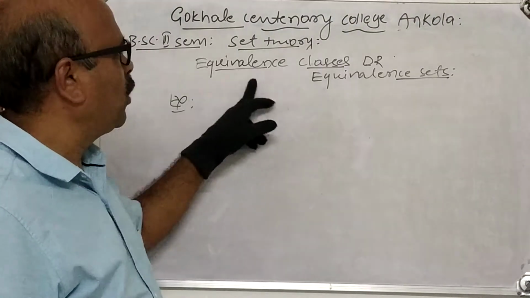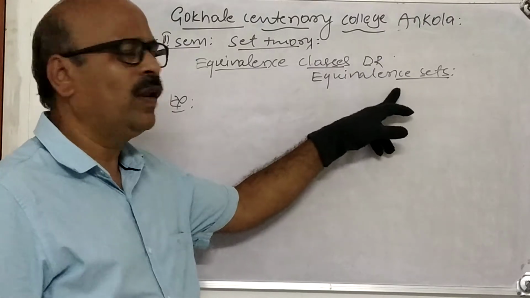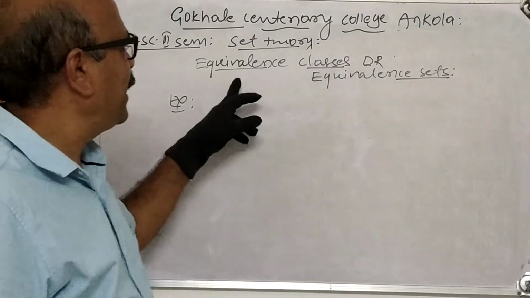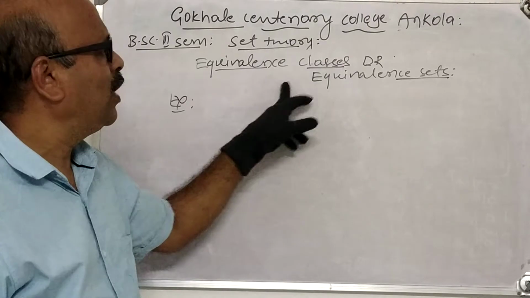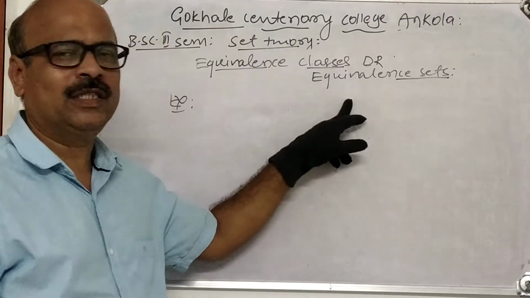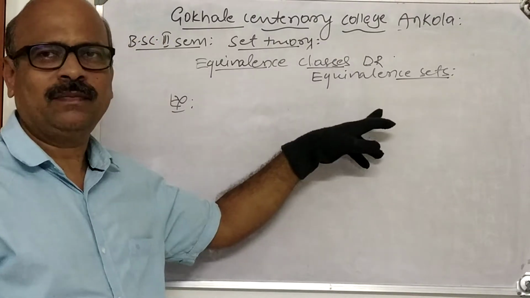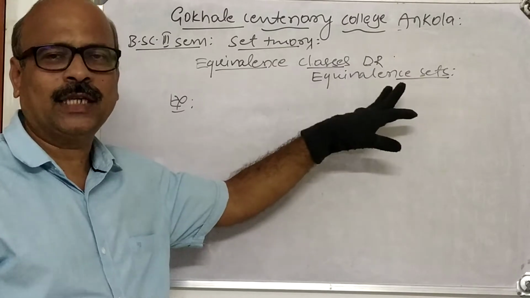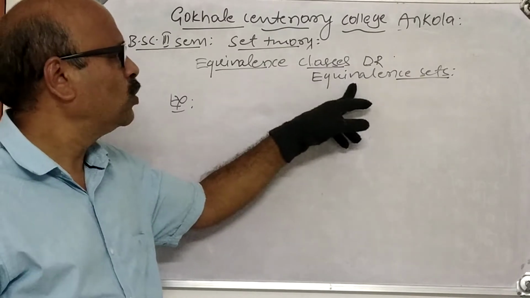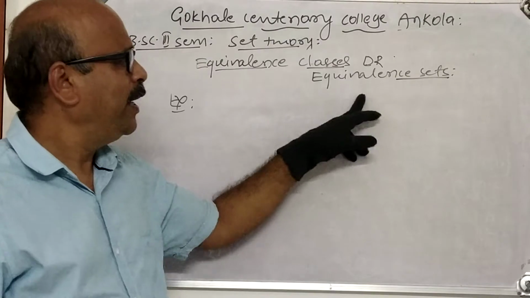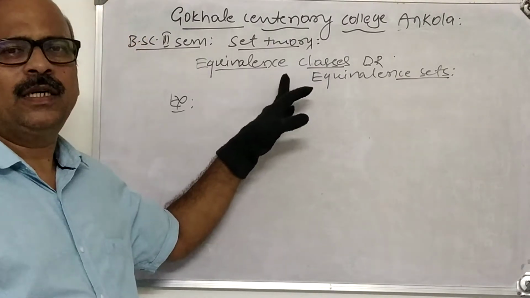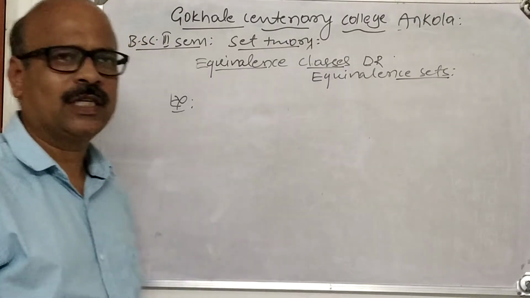Now the next topic is equivalence classes or equivalence sets. First I take an example for these equivalence classes, which are also called equivalence sets, and explain the notation. What is the notation for equivalence classes and what is the use of these equivalence classes? While defining a partition of a set, we require these equivalence classes.